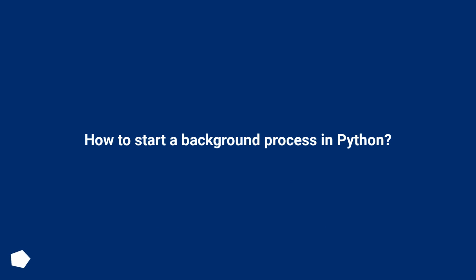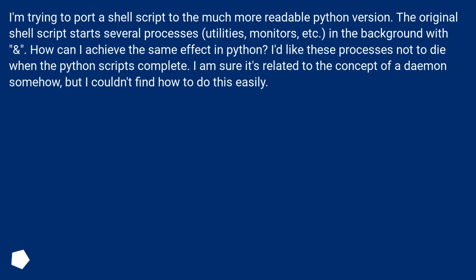How to start a background process in Python? I'm trying to port a shell script to the much more readable Python version. The original shell script starts several processes, utilities, monitors, etc., in the background with and. How can I achieve the same effect in Python?